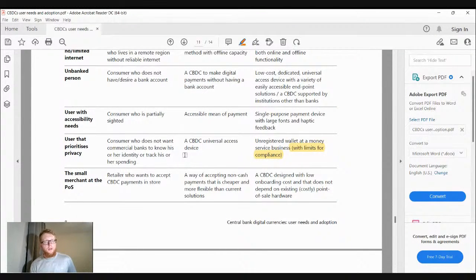So a user that prioritizes privacy, right? And so privacy is a very large part of a central bank digital currency, as in, that's a very large argument against it, on why people are hesitant, right? Which, who could blame them? And part of this, their argument for this isn't the best, in my opinion.